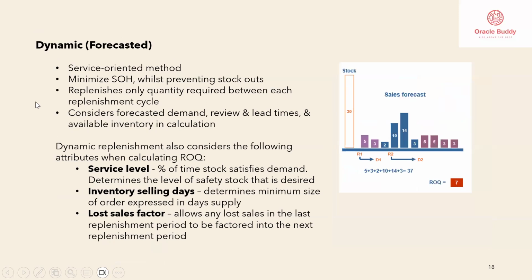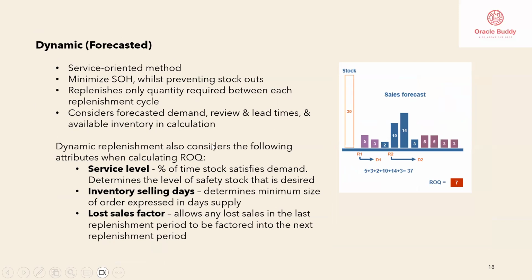Next is dynamic type of replenishment. This is also a service oriented method. Minimize stock on hand while preventing stock outs. Replenishes only the quantity required between each replenishment cycle. Considers forecasted demand, review and lead times, and available inventory in the calculation.